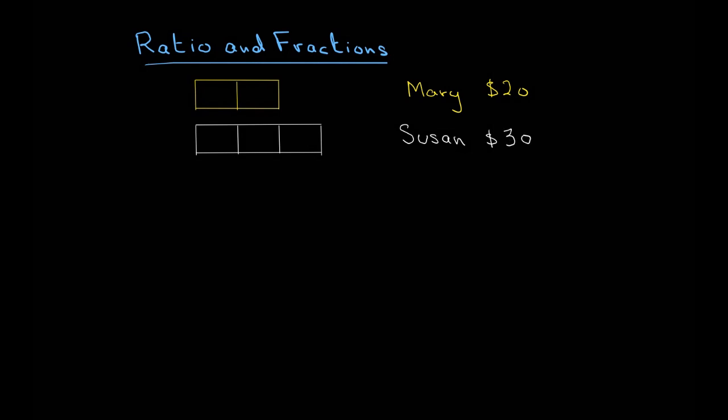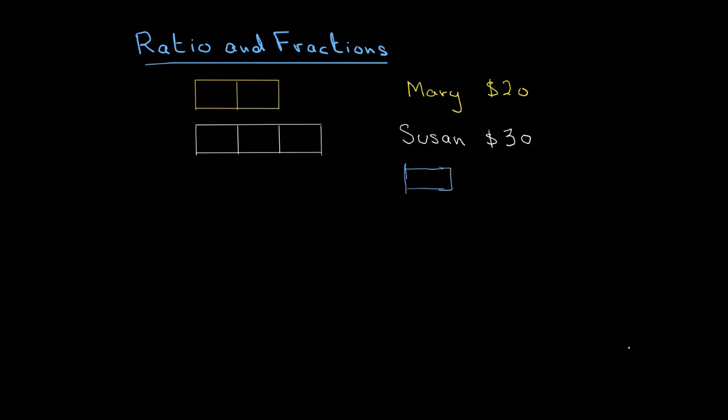So if we have our share, this is a $10 share. I've drawn a $10 share here. Each rectangle is going to be a $10 denomination. So you can see that Mary has two rectangles, so she's $20, and Susan has three rectangles, so she's $30, right? So this is what I've drawn.